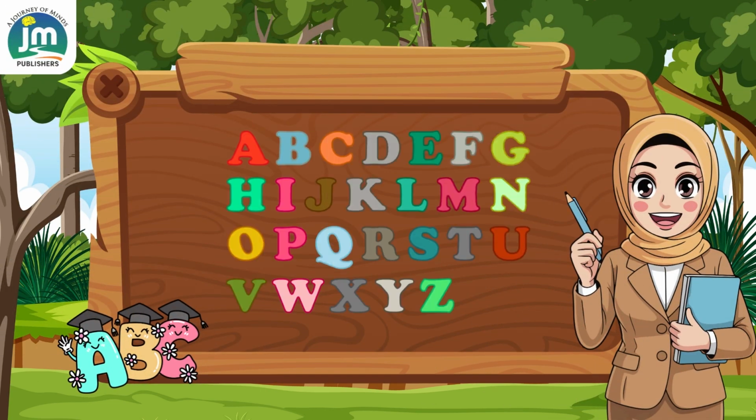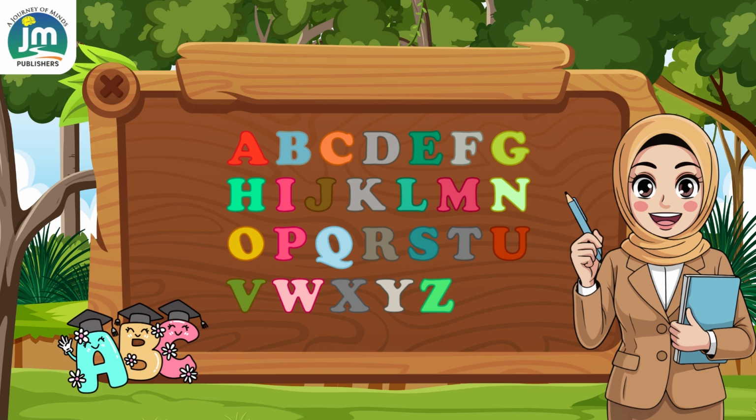Let's say them together. A, B, C, D, E, F, G, H, I, J, K, L, M, N, O, P, Q, R, S, T, U, V, W, X, Y, and Z. Now we'll start to read.